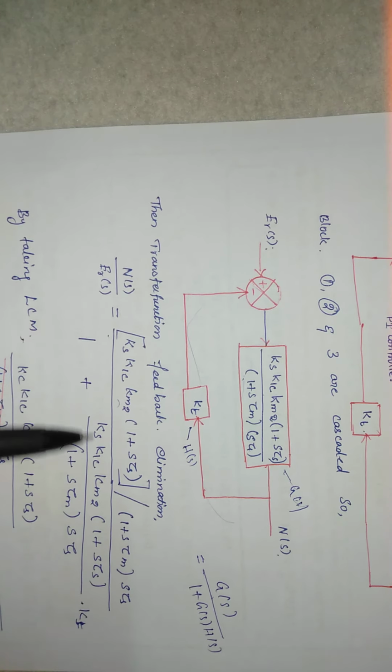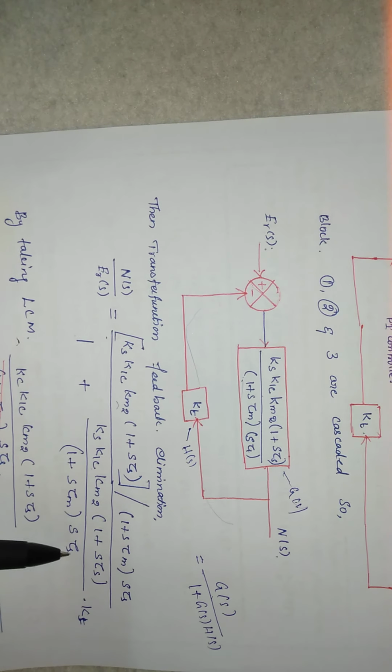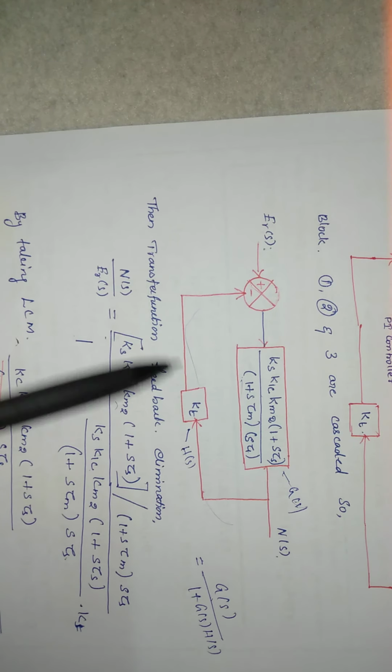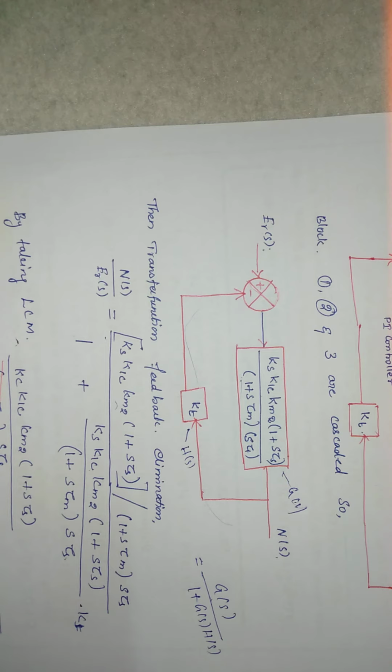So 1 plus g of s, the same term is g of s, and h of s is kt. Now we are taking the LCM for this denominator alone because we need to cancel these two terms. We are making this arrangement just for simplification, so don't get confused.